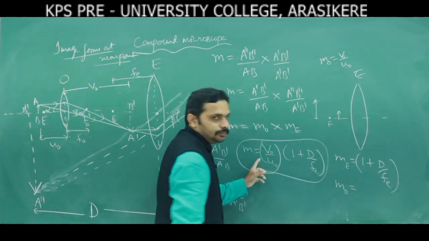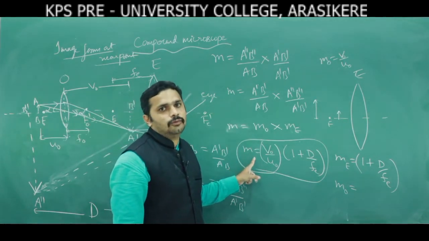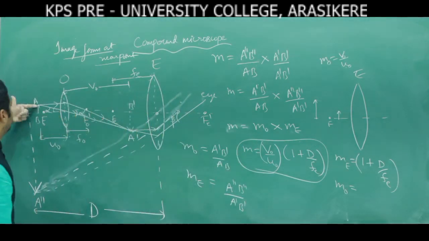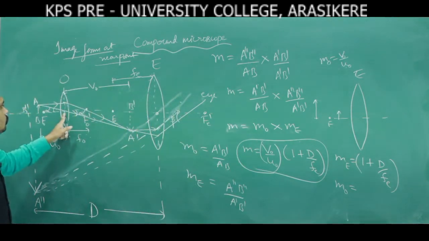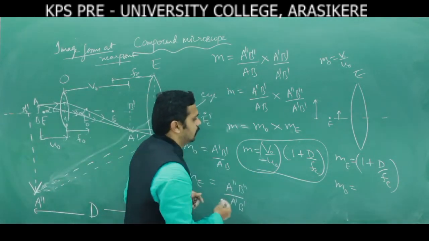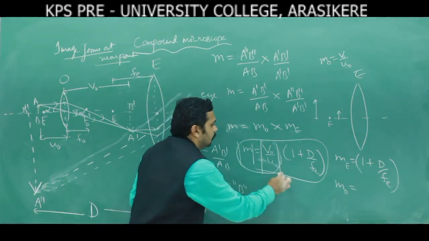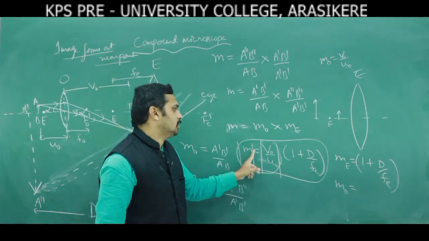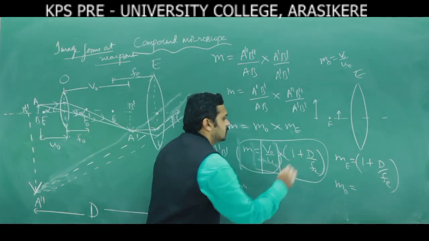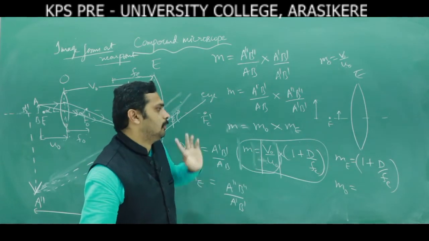Now this is the expression for magnification when the image forms at near point. Actually you have to take object distance as negative. For the real object, the light rays go this way, you have to measure in the opposite direction, so it is minus u naught. But I am neglecting the minus and taking the magnitude. If you neglect the negative sign, what is the magnification? M is equal to v naught by u naught into 1 plus D by Fe. This is the expression for when the image forms at near point.